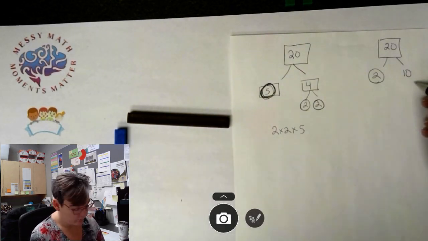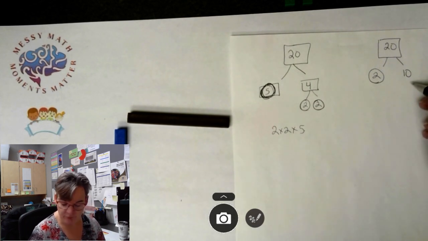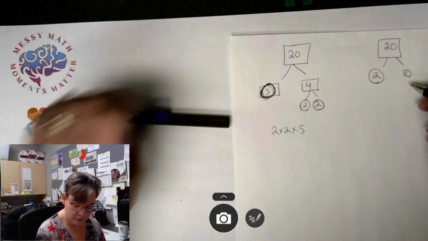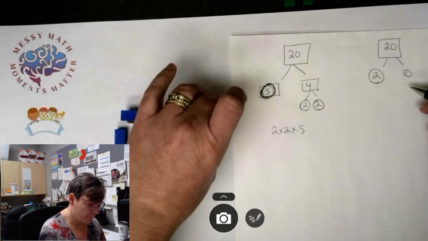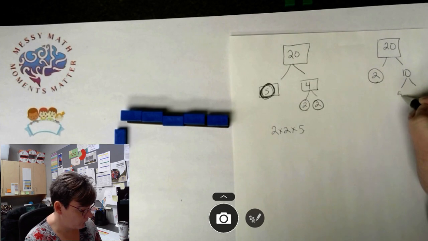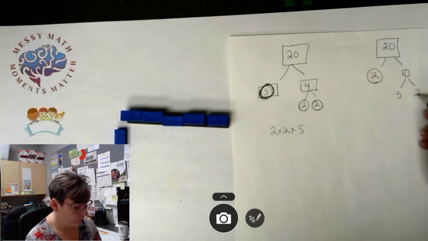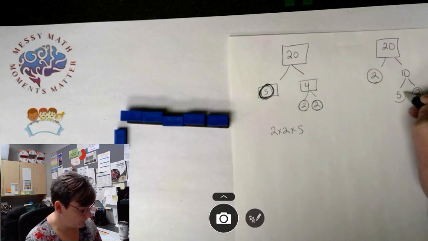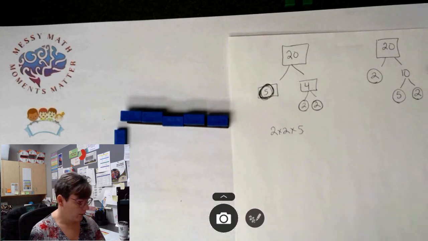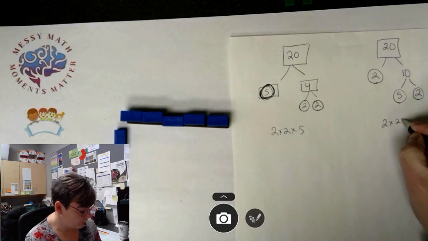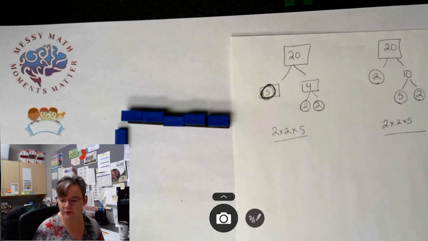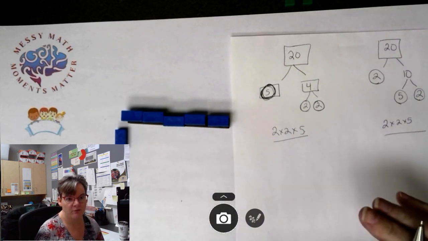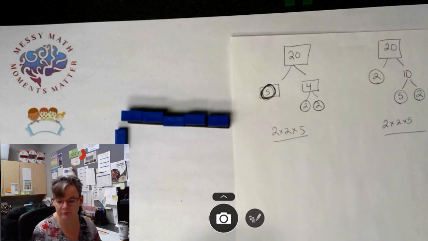My 10, though, I could have replaced with 5 2s. 1, 2, 3, 4, 5. So my 10 I replaced with 5 2s. Well, that's prime. So 5 2s. So now I could say this is 2 multiplied by 2 multiplied by 5. And I ended up with the exact same result. So that's a great way for you to double check that you've found the correct prime factorization by looking at it from a different perspective, building a different array in order to do that.